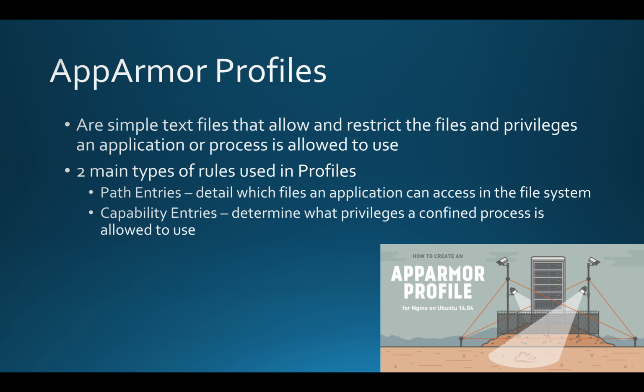So it does this by using profiles, which are just simple text files that allow and restrict the files and privileges an application or process is allowed to use. There's two types of rules used in profiles: path entries, which detail which files an application can access in the system, and capability entries, which determine what privileges a confined process is allowed to use.